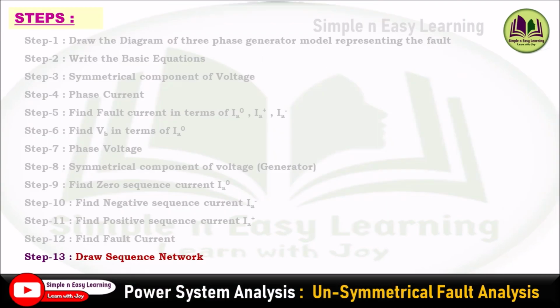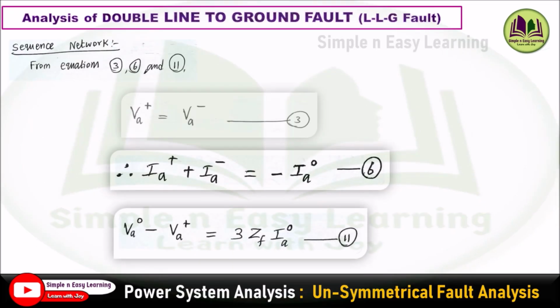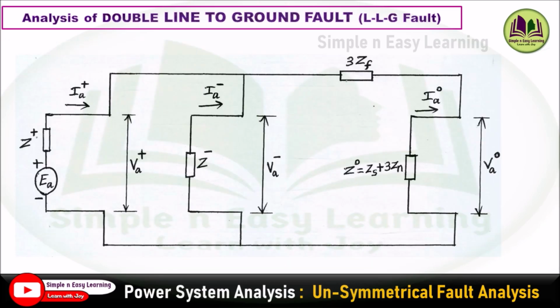Now the last step, step 13, draw the sequence network. As we saw from the fault current equation and equations 3, 6 and 11, IA plus plus IA minus will be equal to minus IA naught, and VA naught minus VA plus equal to 3ZF of IA naught, and VA plus is equal to VA minus. By seeing these equations we can say the sequence networks are connected in parallel. We can draw the three sequence networks, positive, negative and zero sequence network, in parallel, representing the impedances, current and voltage. Like that you can draw.